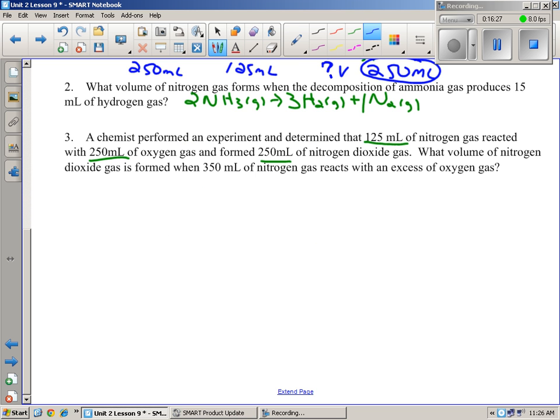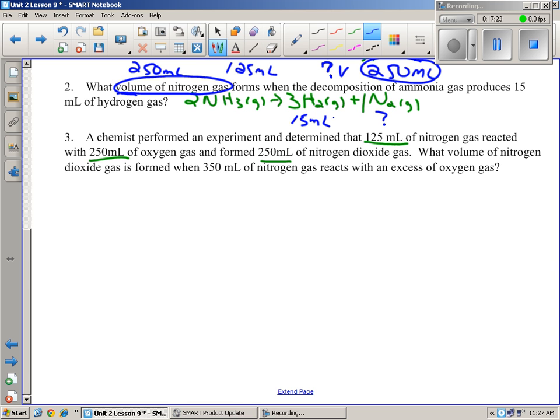This one here, what volume of nitrogen gas forms when decomposition of ammonia gas produces 15 milliliters of hydrogen? So if I got 15 milliliters of hydrogen here, what volume of nitrogen gas forms? Okay, so you just have to be careful in this case. You do have to read the questions very carefully because we need to make sure we put these numbers in the right spot so we can compare them, right? If we put 15 here or here, obviously the answer is going to change and it's going to be wrong. So we just got to make sure we read the question very carefully and line up the stuff and make sure you answer the question. So what volume of nitrogen gas, that's what I'm looking for, when the decomposition of ammonia produces 15 of hydrogen here.